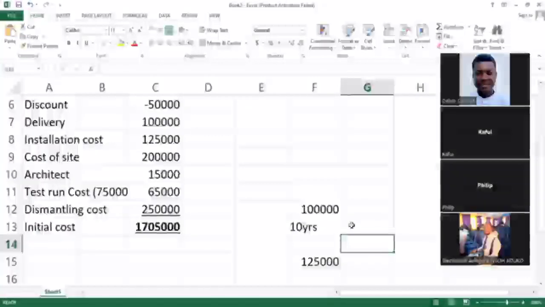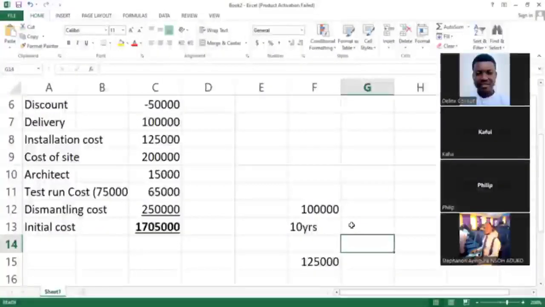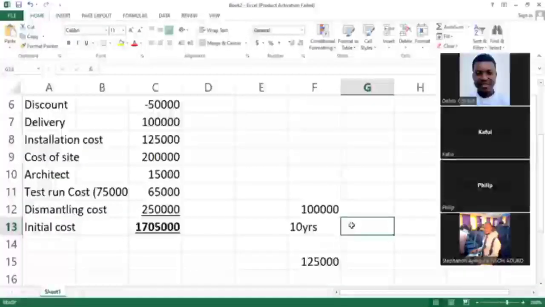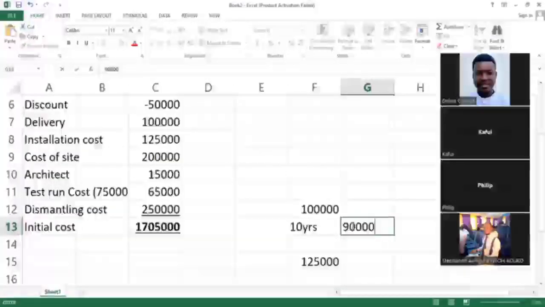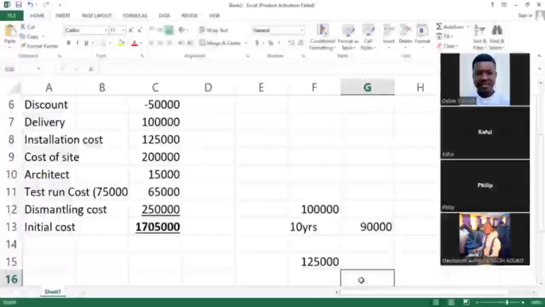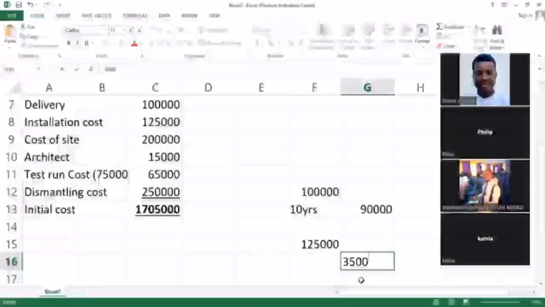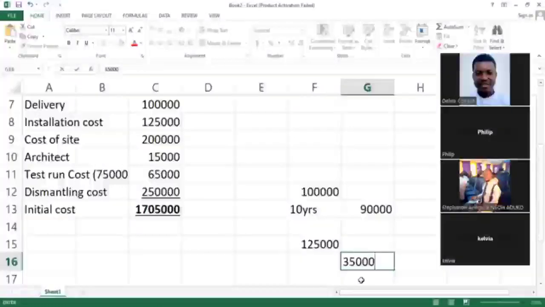If the asset is 100,000, you are using it for 10 years, January to December, what would be the value of the asset? Forget about the fair value. It would be 90,000. Okay. But they are now saying that the asset is how much in the market? 125,000. So what is happening? There's an increase in the value. By how much? 35,000.